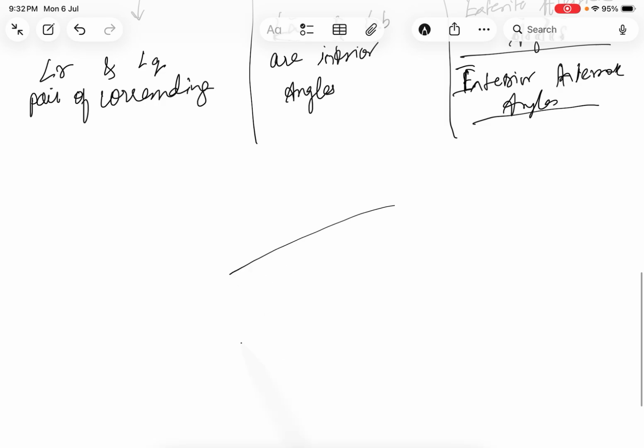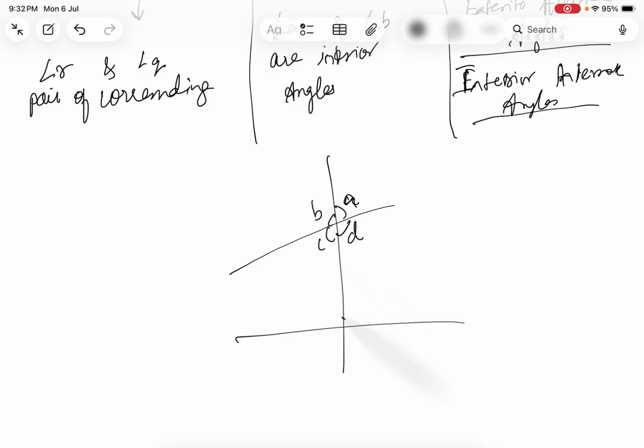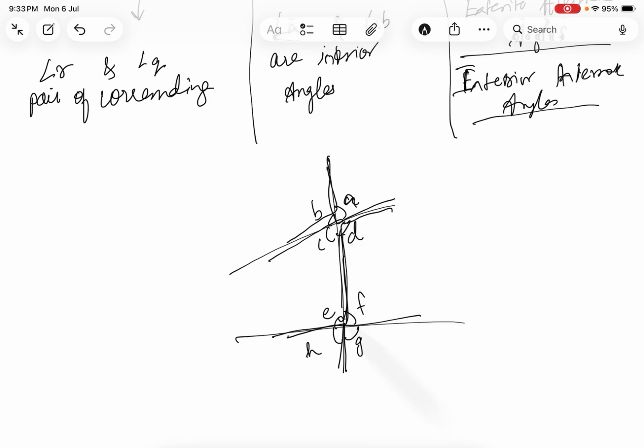Try to understand the concept and try to solve some examples. So suppose I have two lines and one transversal drawn. I have angle A, angle B, angle C, angle D, angle E, angle F, angle G and angle H. Here I should easily be able to identify the pairs of alternate angles. A and H are exterior alternate angles, G and B are exterior alternate angles, D and E are interior alternate angles, C and F are interior alternate angles.